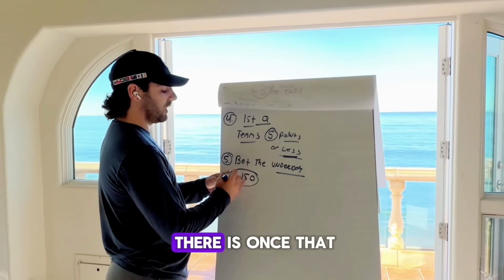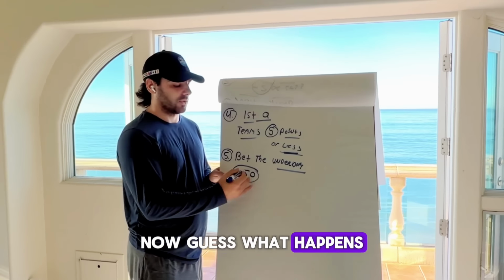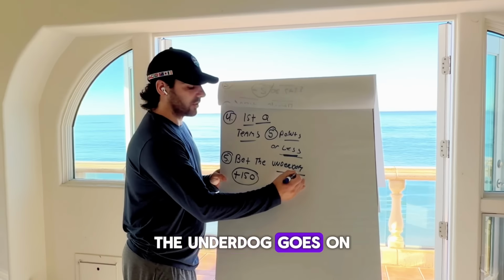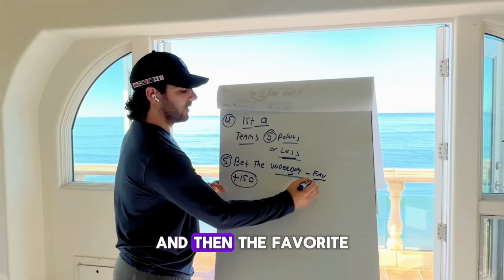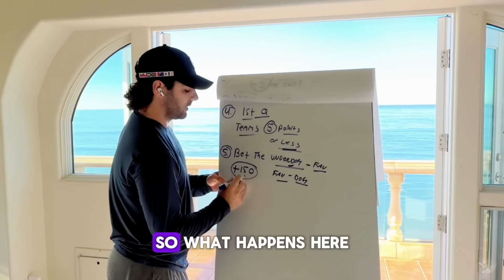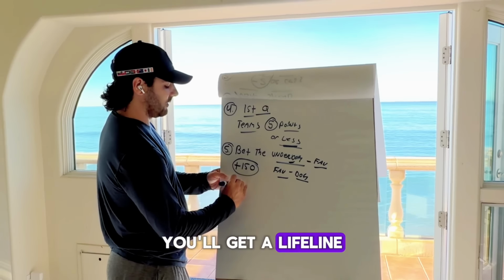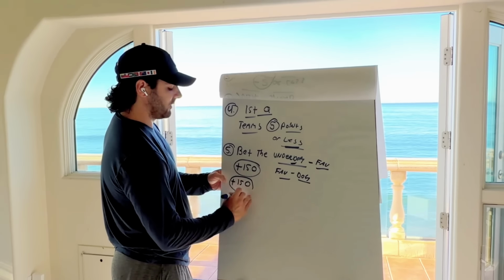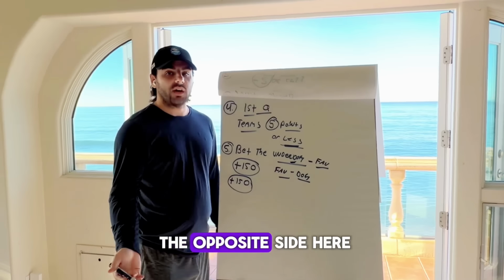Okay, and what you do there is once the favorite goes on a run, now guess what happens? We're going to flip-flop here. The underdog goes on a run, then the underdog becomes the favorite, and then the favorite becomes the underdog. So what happens here is now when the other team goes on a run, you'll get a live line of, let's just make this even, 150 per se on the other side. So now you would go and you'd bet the opposite side here.